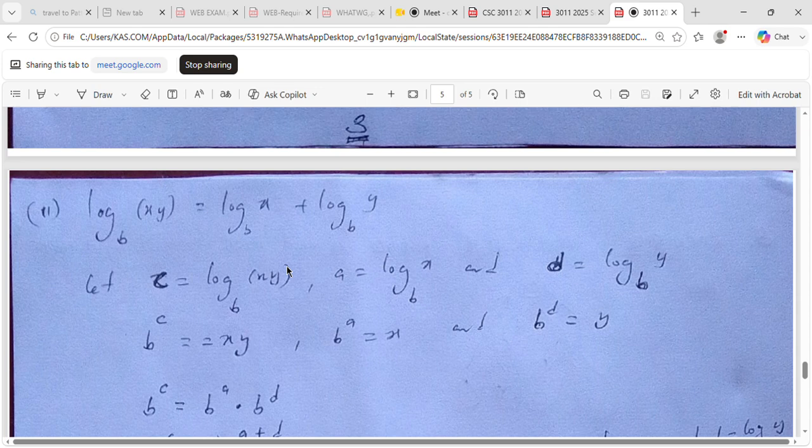Then, just always when you're having logarithms, convert these to exponentials. So b is the base, we'll lift c, which is this. The moment we have that, we have xy. B is the base, we'll lift a, which is that. The moment we've done that, we've remained with x. B will lift d. And the moment we've done that, we remain with y.